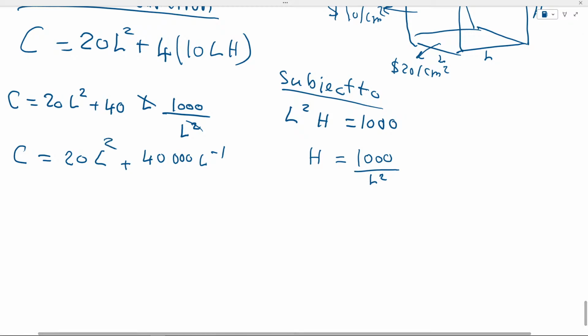So I helped you by developing the objective function. The rest should be easy for you to do, because remember, what are the next steps?